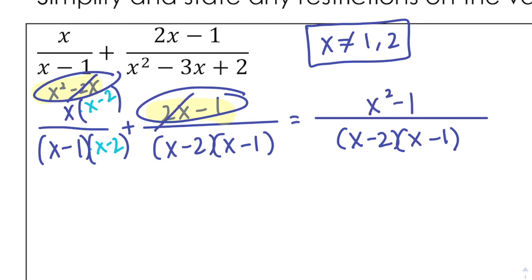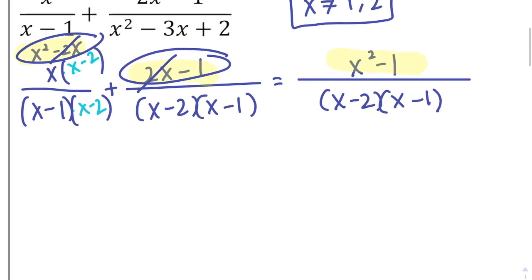So I factored. I found the least common multiple. I stated the restrictions. And now I need to check. I added, and I need to check if anything cancels. So hopefully something's going to cancel in here. X squared minus 1 is a difference of squares. That would factor to x plus 1 times x minus 1.